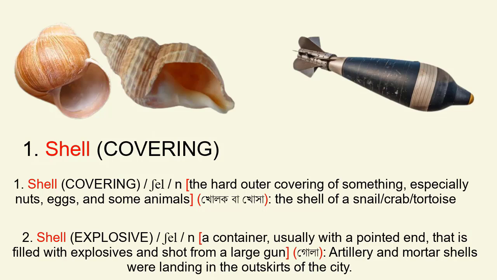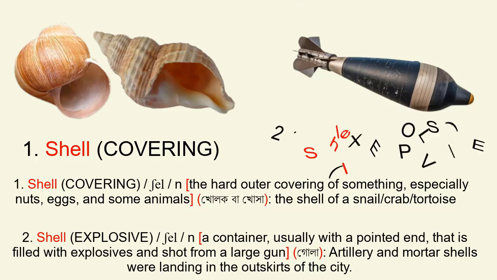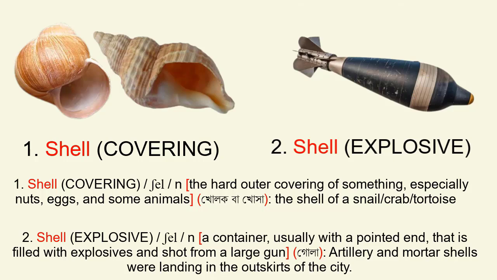Shell, covering. The hard outer covering of something, especially nuts, eggs, and some animals. Another meaning. Shell, explosive. A container, usually with a pointed end, that is filled with explosives and shot from a large gun.